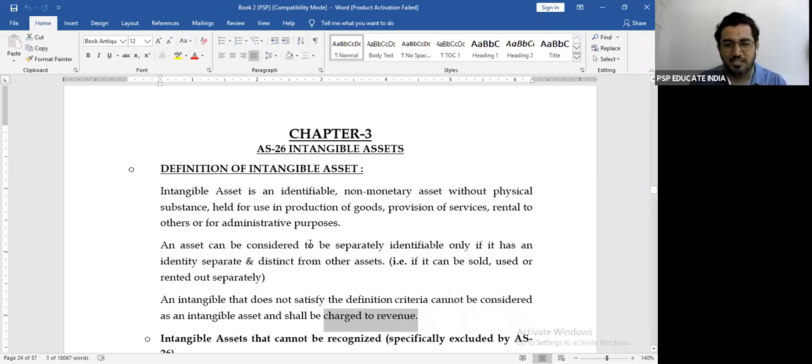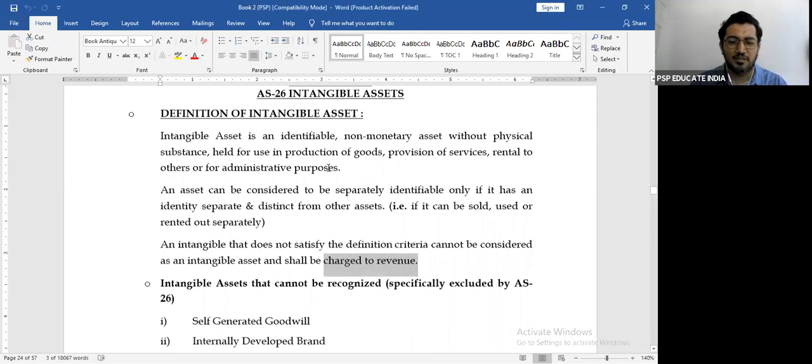Are you getting it? Again, let's quickly revise the first paragraph. It says an intangible asset is an identifiable non-monetary asset without physical substance, which is held for use in production of goods, provision of services, rental to others, and for administrative purposes. And an asset will be called separately identifiable if it has an identity separate and distinct from others, which means it can be sold, used, or rented out separately. An intangible that does not satisfy the definition criteria cannot be considered to be an intangible asset and will straight away go to the profit and loss account. Are you getting it? Okay, let's go to the next one then.